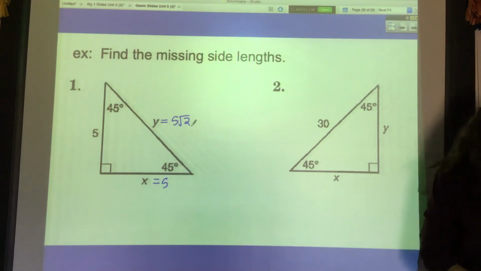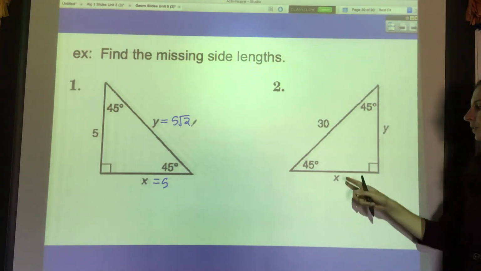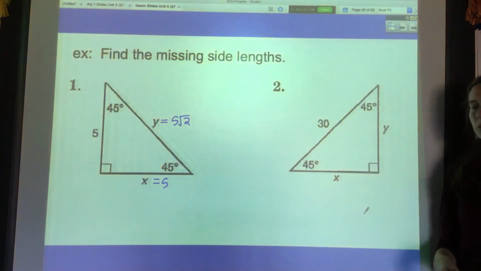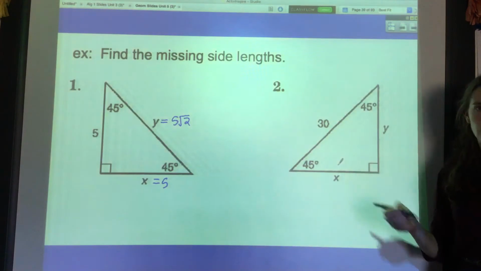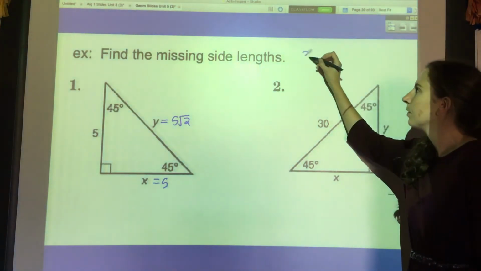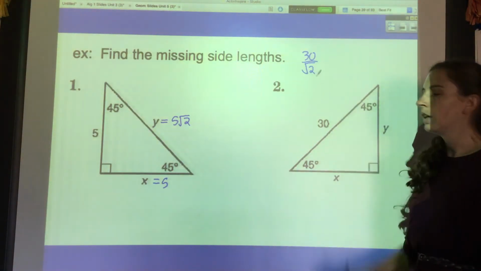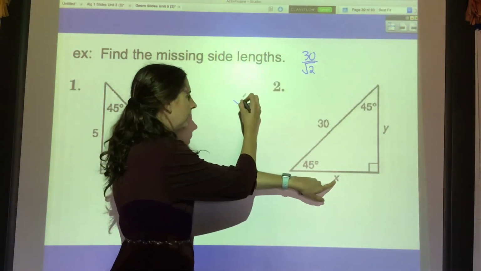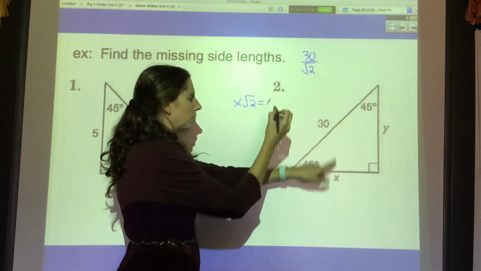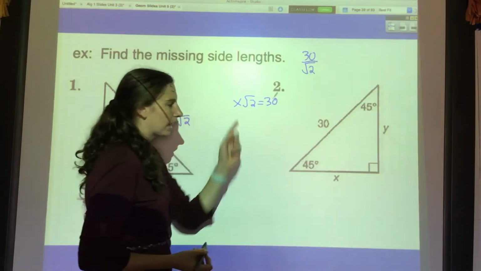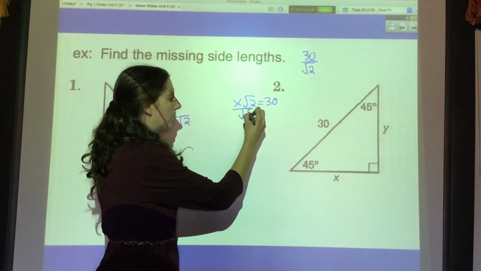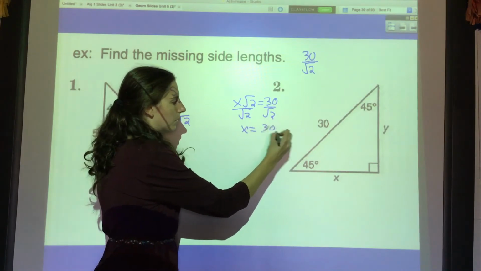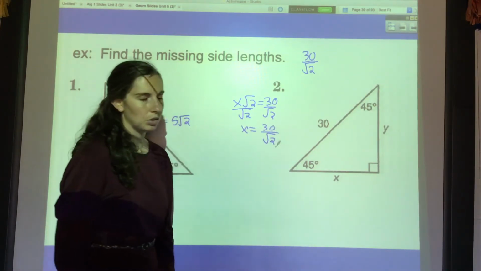There's a couple ways to think about this. One way is to get from this leg to the hypotenuse, I multiply by the square root of 2. So to go backwards, I'll just divide by the square root of 2. You could also just set up an equation. So I could say x times the square root of 2 equals 30. So how do I get x by itself? Well, I would divide by the square root of 2. Either way, I end up figuring out that x equals 30 divided by the square root of 2.